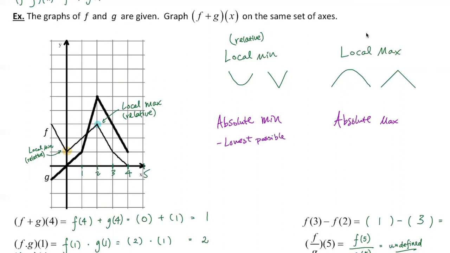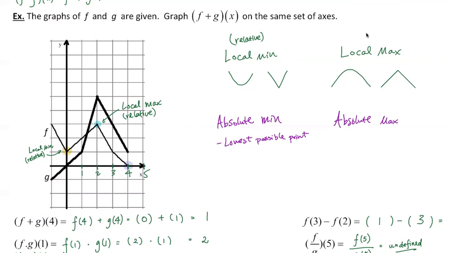Lowest possible point. It shouldn't be that hard to find out that for function f, this must be the lowest point. So we say that it has an absolute minimum when x is equal to 4. And the value for the minimum is 0. That's for function f, only for function f.